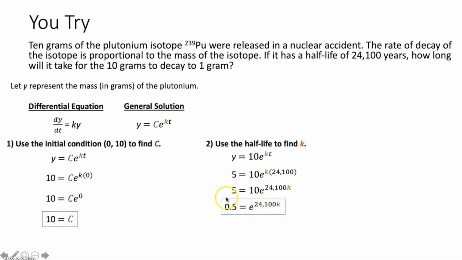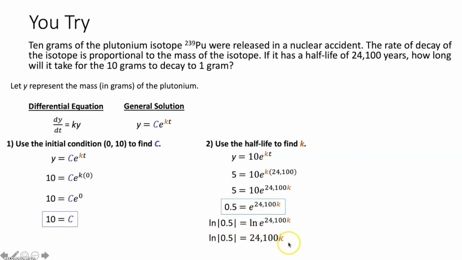And we said, once you get good at half-life problems, you can skip all of these steps and just go straight to this step. But until then, just keep plugging in like we have been doing. So now from here, we need to solve for k. So we need to get rid of this e. So how do we cancel out this e? We take the natural log of both sides. Over here, the ln of e, those two things cancel each other out. We get 24,100k is equal to ln of 0.5.